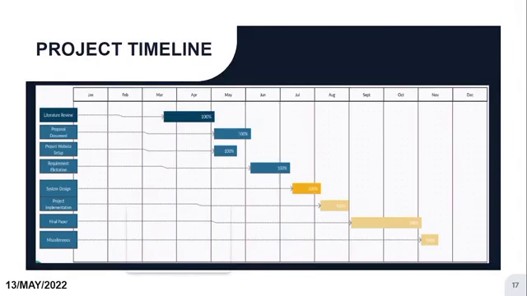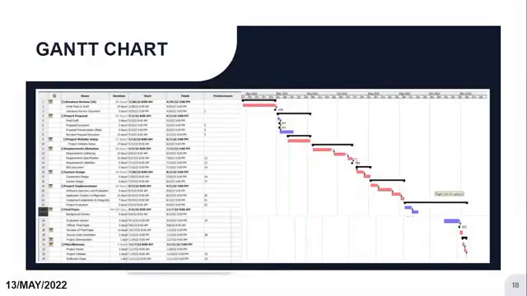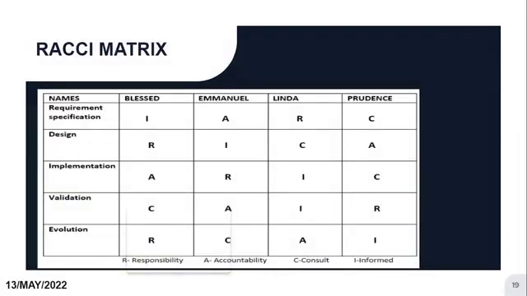Under the project management section, we have this diagram, the project timeline, that shows how long the project will take. Then we have the Gantt chart showing how the milestones and activities will be broken down together with the tasks. Then we have the RASI matrix showing the distribution of work.